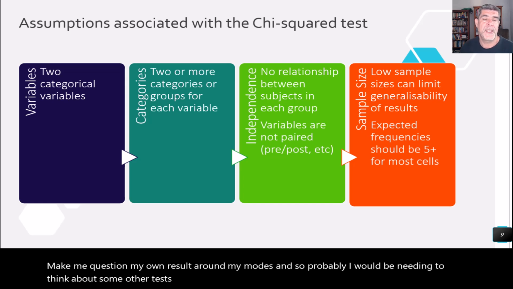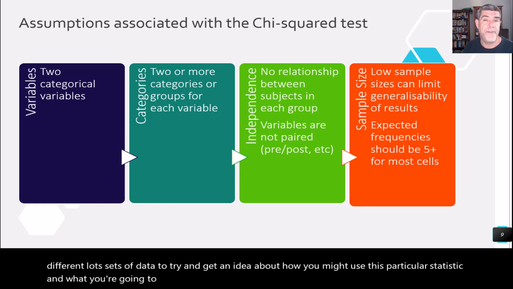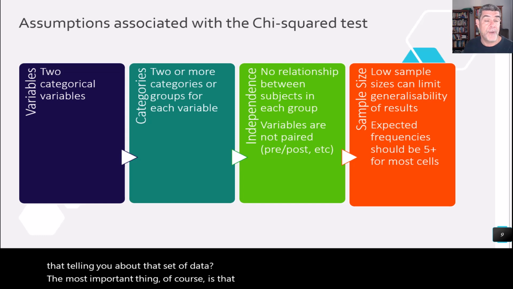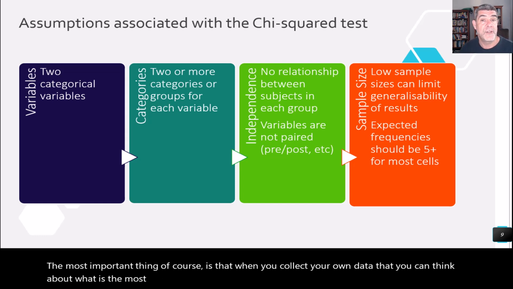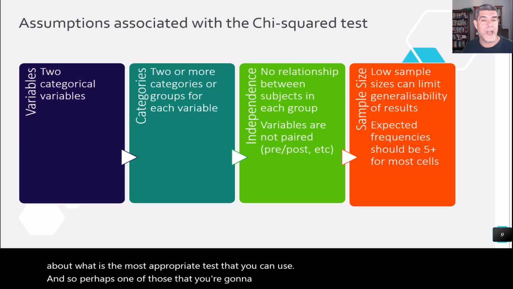The most important thing is that you have a play with some different sets of data to try and get an idea about how you might use this particular statistic, and what you're going to conclude when you find the calculation and you get a p-value, and what that's telling you about that set of data. The most important thing, of course, is that when you collect your own data, you can think about what is the most appropriate test that you can use. And so perhaps one of those that you're going to consider is the chi-squared test.